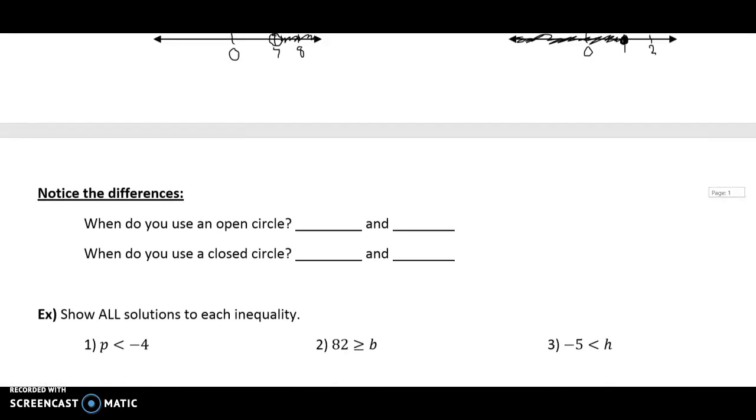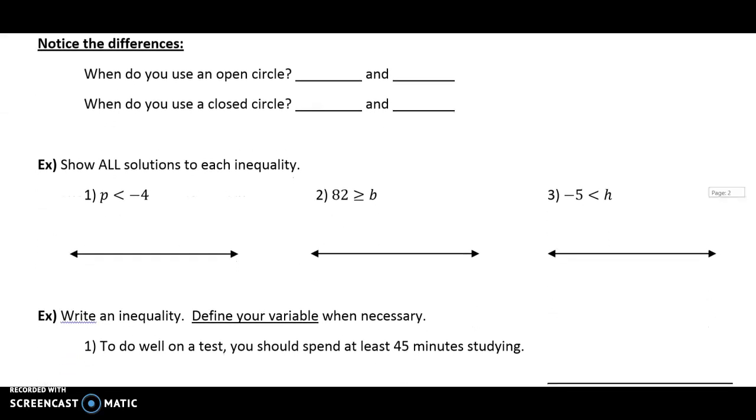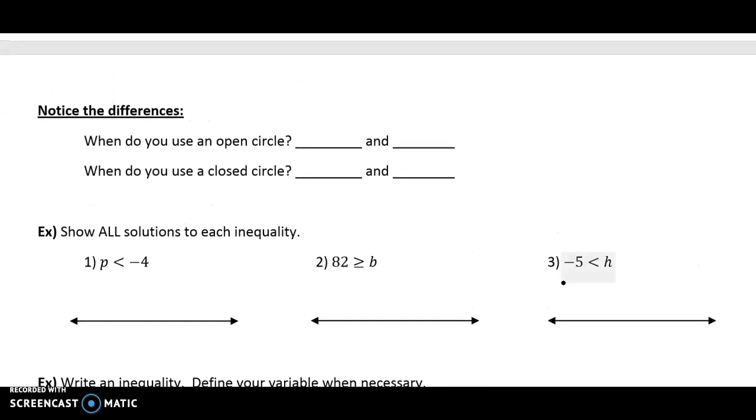We're just going to keep moving along, just noticing the differences between these. Open circle is when it is not equal to, okay? Closed circle is when you are including the numbers. That's what equal to means. You can include whatever number is placed on, okay?